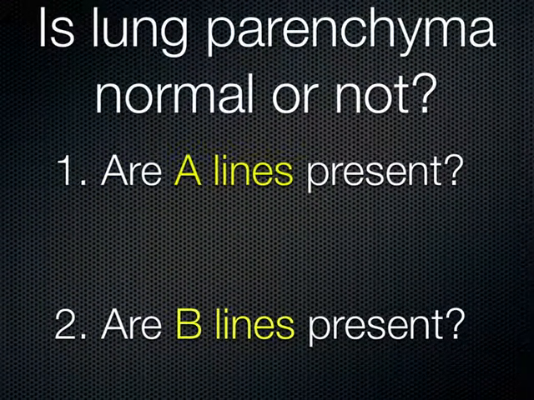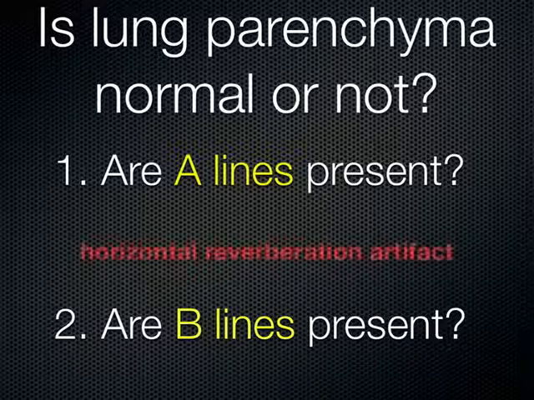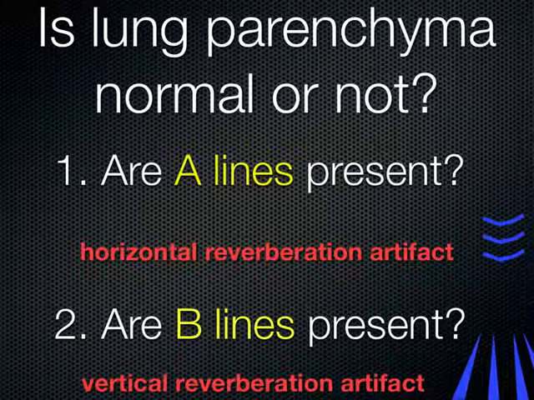So going back to the 2 fundamental questions, is the lung parenchyma normal or not? And the underlying questions that you're essentially asking are: are A lines present and are B lines present? It is the evaluation of these artifacts, created by the interfaces with different acoustical impedances, that gives you clues to what the underlying lung pathology may be. A lines, again, as a reminder, are horizontal reverberation artifact. B lines are vertical reverberation artifact.